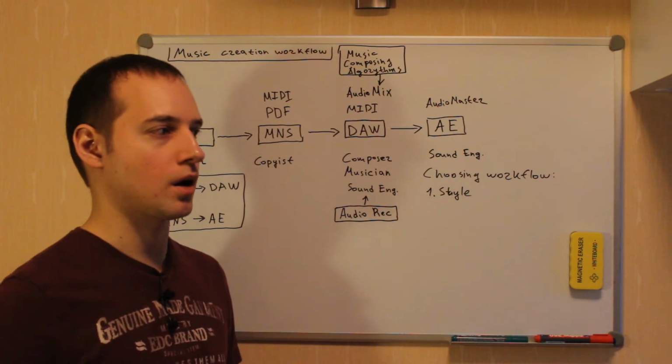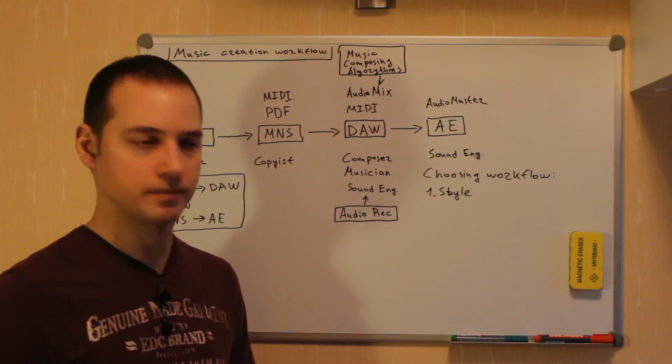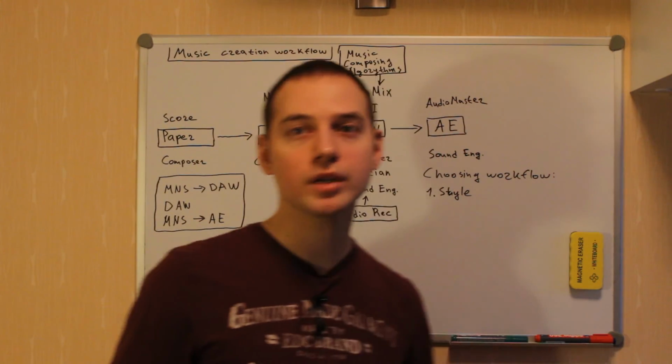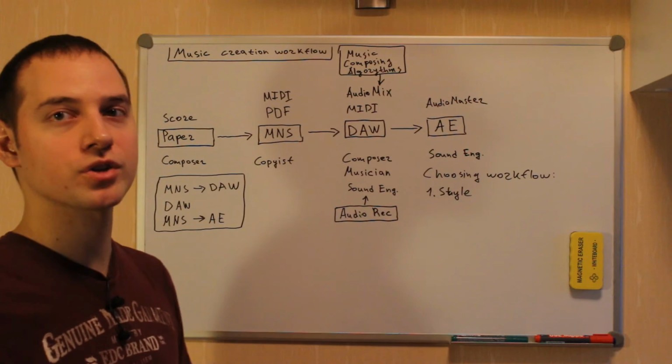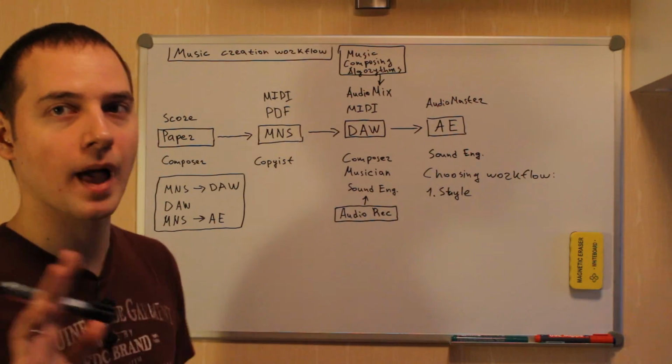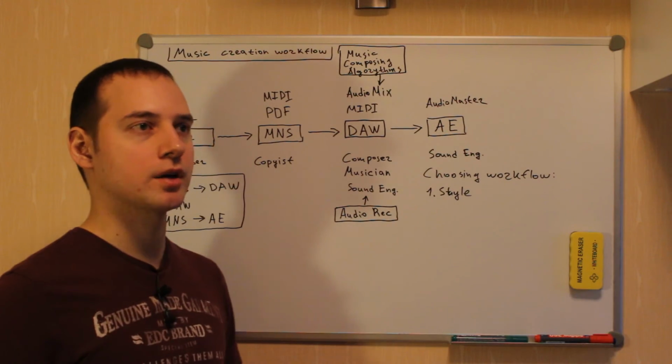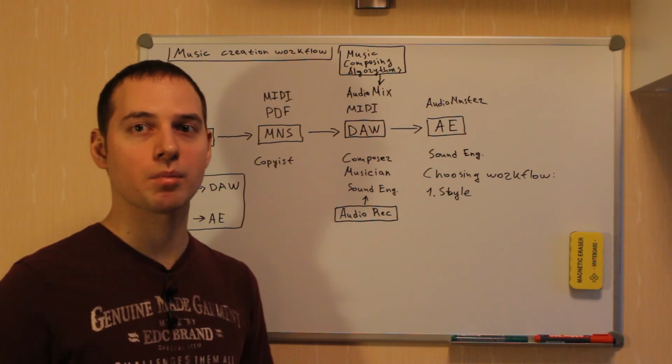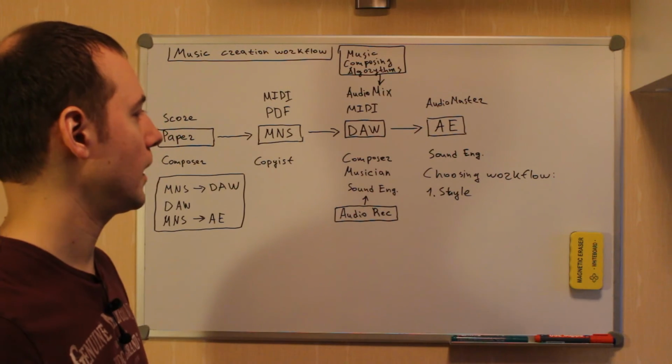When you talk about electronic music, there are almost special digital audio workstations for this type of music. For example, Ableton Live, Bitwig, Fruity Loops, and so on. We'll talk about this later in later videos.